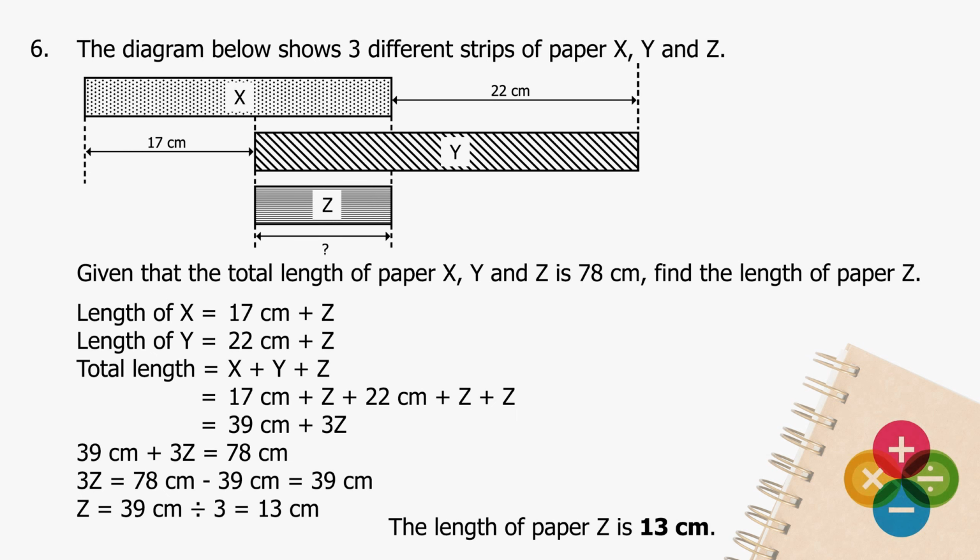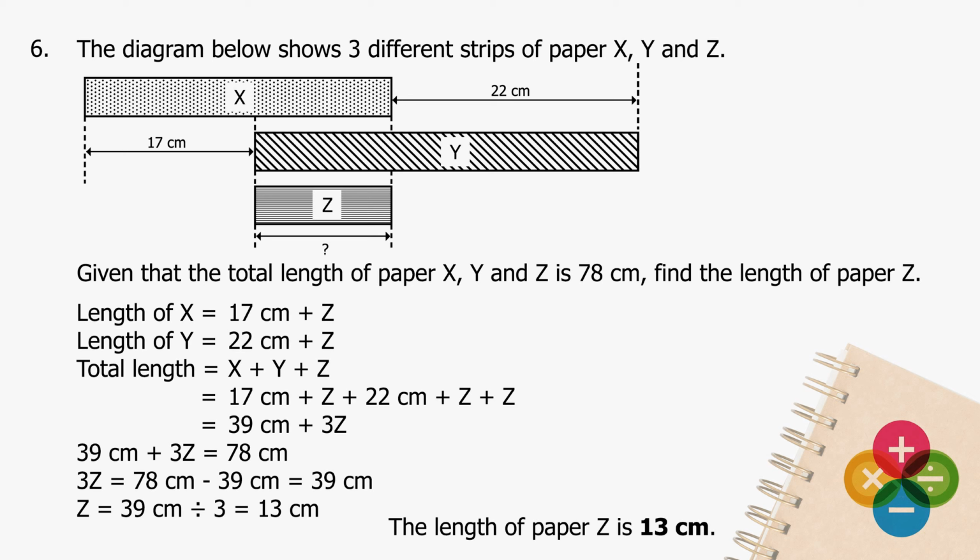The length of paper X will be 17 cm plus Z. The length of paper Y will be 22 cm plus Z. The total length of paper X, Y, and Z will be: add paper X to paper Y and to paper Z, which is equal to adding 17 cm plus Z, and 22 cm plus Z, and Z, and the sum is 39 cm plus 3Z.